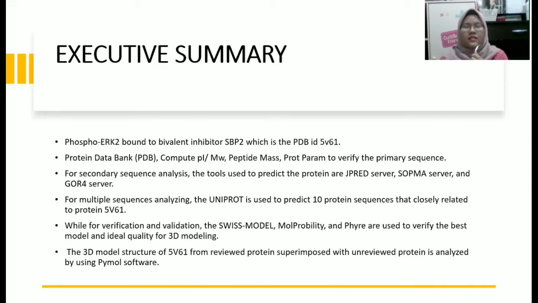For multiple sequence analysis, UniProt is used to predict 10 protein sequences that are closely related to protein 5V61. For the 3D model structure of 5V61, the reviewed protein superimposed with an unreviewed protein is analyzed using PyMOL software. Then, the characteristics of the 5V61 protein from the physicochemical tools are analyzed and concluded. The data shows the homology modeling validation is accurate and important before analyzing the 3D model structure. In conclusion, many tools are needed to analyze the protein so that we can know the protein sequence, structure, identity and its function deeply.